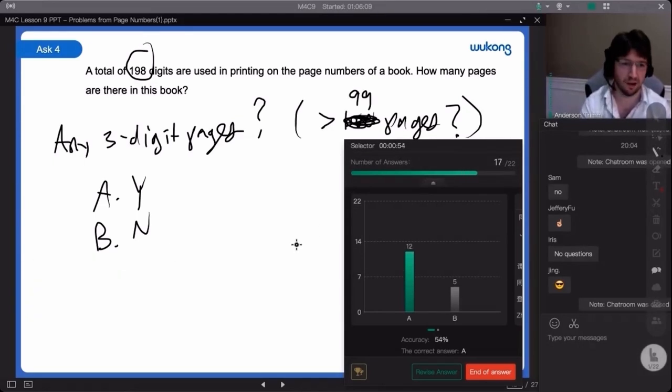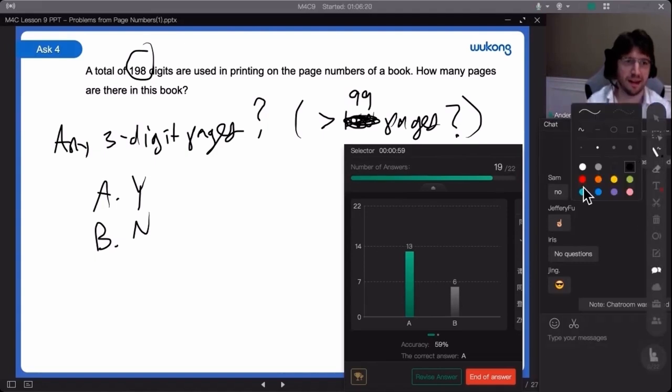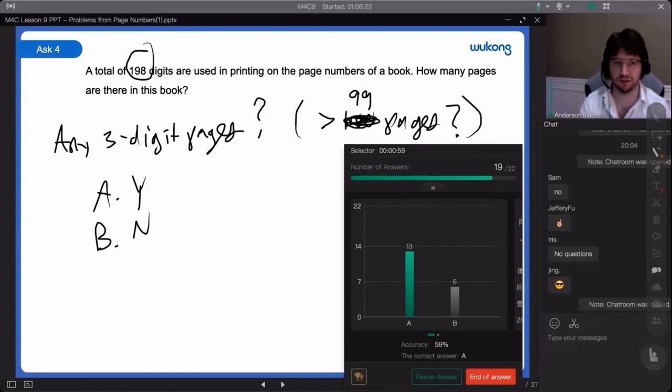All right, let me have someone raise their hand, and not sure if this is a question or someone wants to share. Morgan, do you want to share, or is this a question? Question. Okay, questions are good too. Go ahead. What is Y and N? Yes or no. Sorry. So we're trying to decide if we should include 3-digit pages. Sorry if that wasn't clear. Thank you for asking that as well.